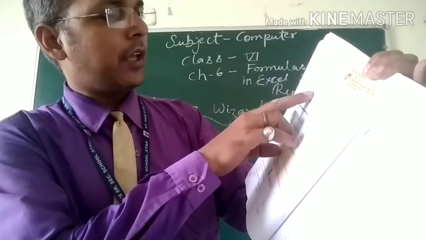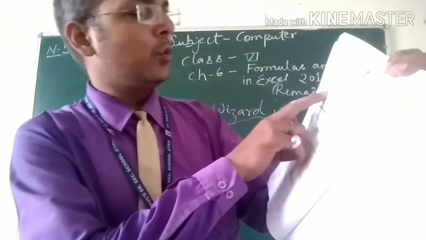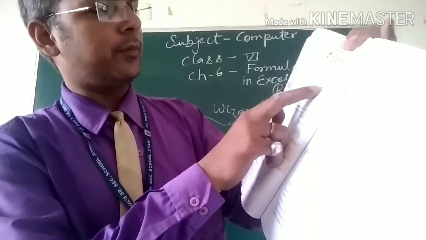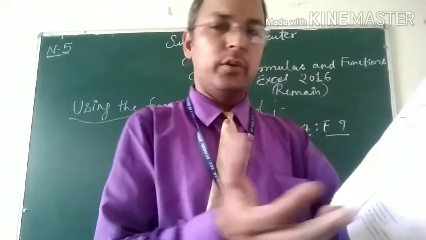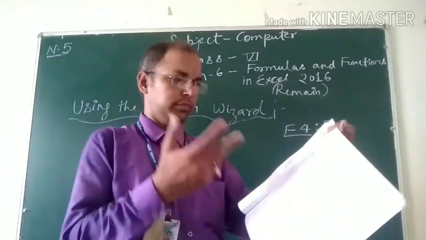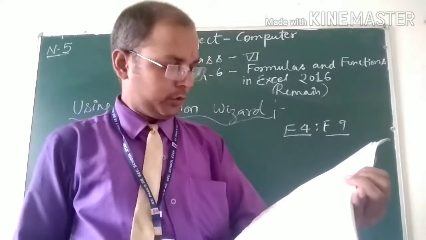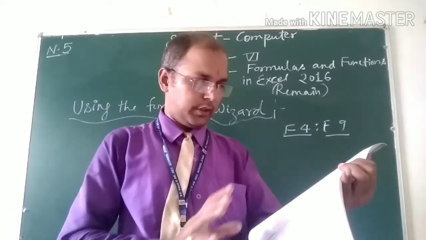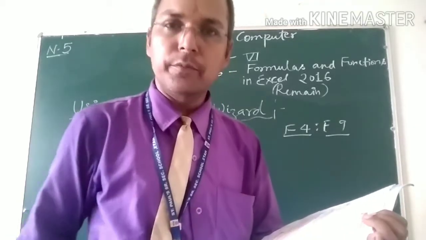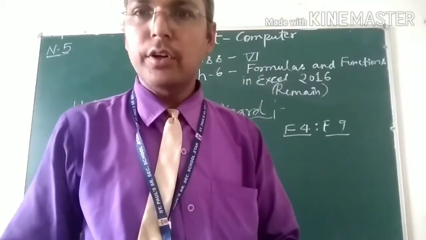Click on the OK button and the average gets displayed. Similarly, you may use the function wizard for functions like sum and maximum, as I already told you. And last, click OK and you will find the average. This is the last topic of this chapter, and now I will discuss the MCQs with you.